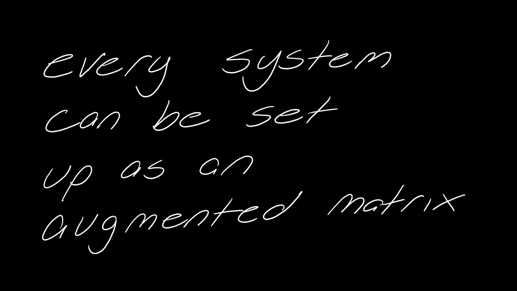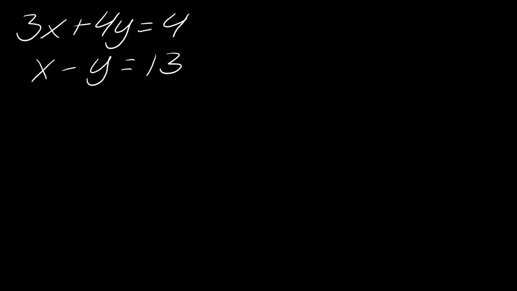In one of my last videos, I talked about systems of equations, and you might remember solving systems from algebra. The thing is that every system can be set up as an augmented matrix. So what does that mean? Okay, let's say that I have this system here. It's really easy to set up the augmented matrix. Basically, you just take the coefficients. So when I set this up, I'm going to have 3, 4, 1, and -1. Notice those are all the coefficients over here.